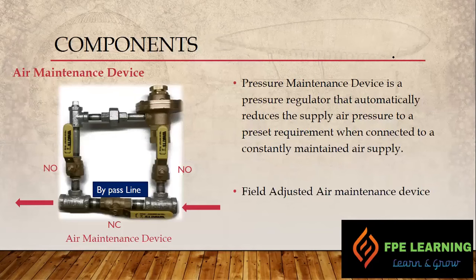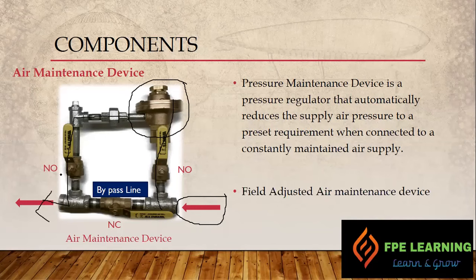And then we have an air maintenance device, right? Normally we need a pressure maintenance device, which is a pressure regulator that automatically reduces the supply air pressure to a preset requirement when connected to a constantly maintained air supply, right? We are getting air supply from this connection, maybe from the compressor or maybe from the instrument air plant. All the way from this line, the air is going from this one. This is our regulator, right? It regulates the pressure, and then it goes all the way from this line, and this is the connection going to our dry pipe valve.